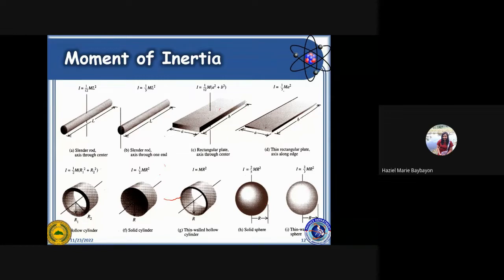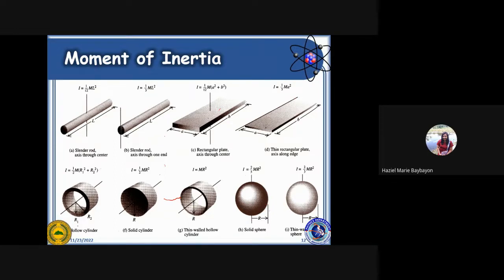Okay, and then here is another rectangular plate whose axis is along the edge. The axis is here, so it rotates about here. Okay? So it is not dependent on b. It is equal to 1/3 ma squared. Okay? b has nothing to do with it, it is not dependent on b, the length of the rectangular plate.